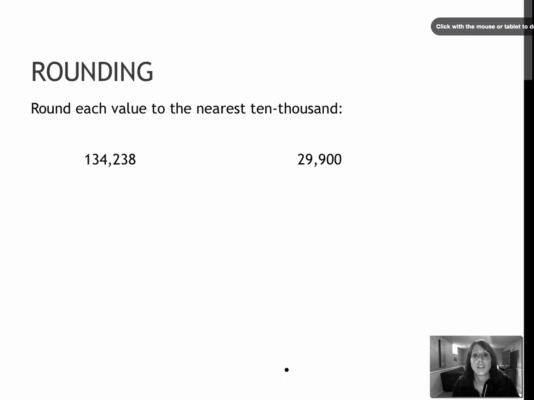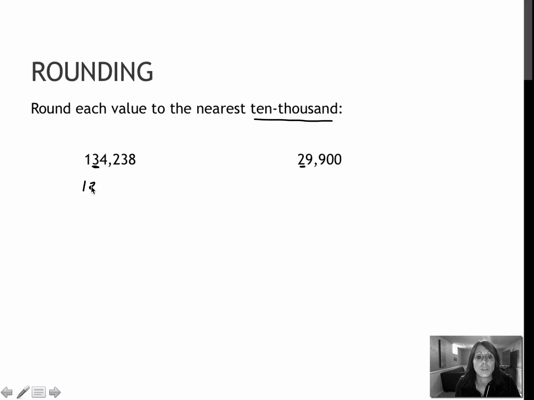Here are two that we'll try together. On these, we're going to round to the nearest 10,000. So remember, this is the thousands place, which means this is the 10,000 on both values. I'm going to look at the digit to the right of the 10,000s place. So in my first example, that is a 4. Since 4 is less than 5, this value will remain unchanged, so it will stay a 3, but everything else will turn into a 0. So 134,238 is approximately 130,000.